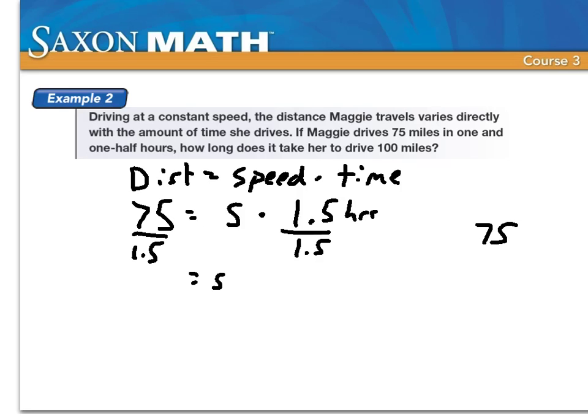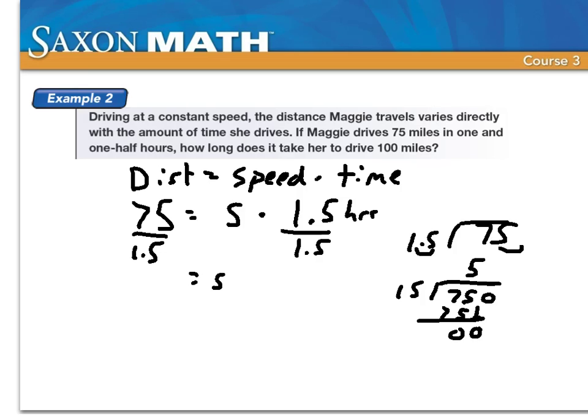So if I take 75 divided by 1.5, and I can't do that, I've got to move the decimal over. So I've got to move it over here. So that is now like 75, and see how many times that goes into 750. Well, 15 goes into 75 5 times, and that's 25, carry the 2, and 75. And we get 0, so that's 50 miles per hour. Okay, so that is my constant speed.